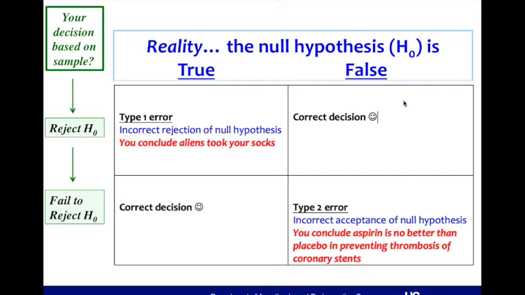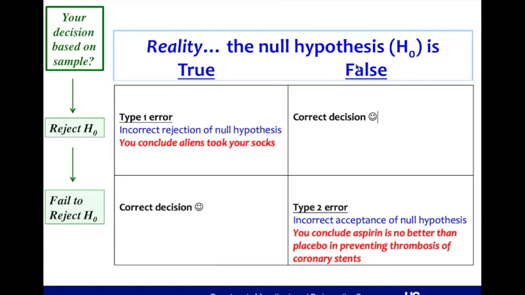So if we look at this 2x2 table, up here in the blue would be considered the reality of the situation if you had a gold standard way of determining it. The null hypothesis here is true or false. If it's true, meaning that the aliens didn't steal your socks, but you then reject the null hypothesis, you've made a type 1 error. You've incorrectly rejected the null hypothesis, and you conclude that the aliens took your socks. So you do not want to commit one of these. People do. The converse would be if the null hypothesis is true, and you fail to reject the null hypothesis, you've made the right decision.